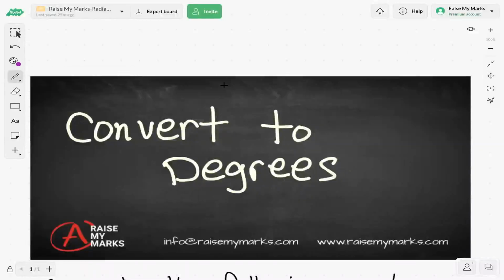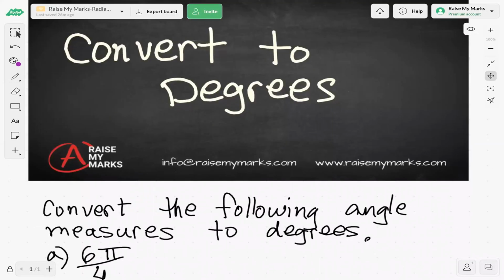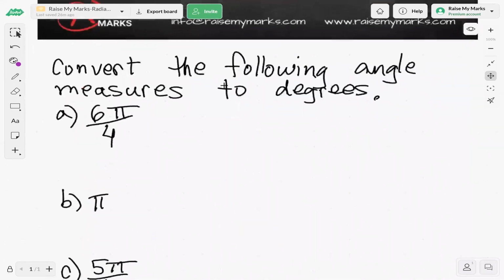So in this video today, we're going to look at converting to degrees. So we're going to take an angle measure and convert it to degrees. So here, convert the following angle measures to degrees. We're given angle measures in radians, and we want to change these into degrees.